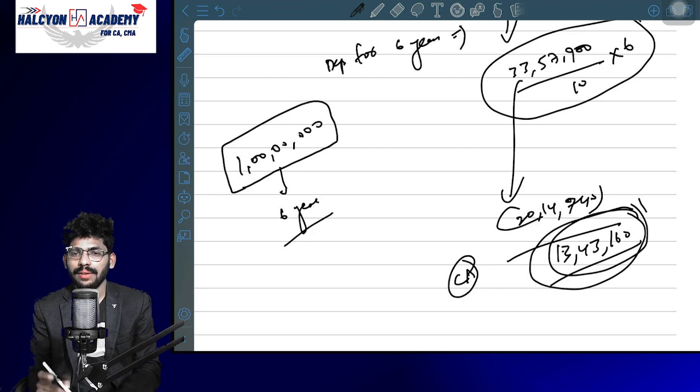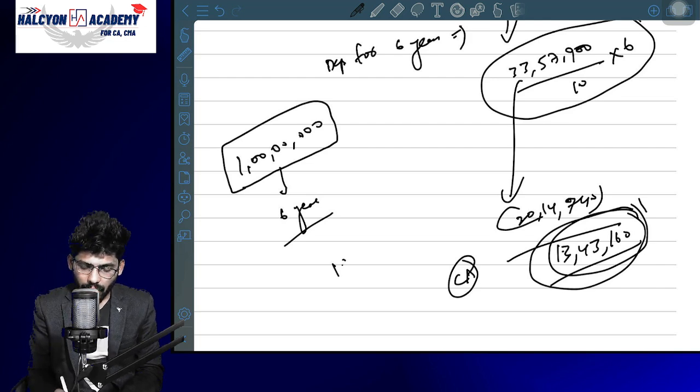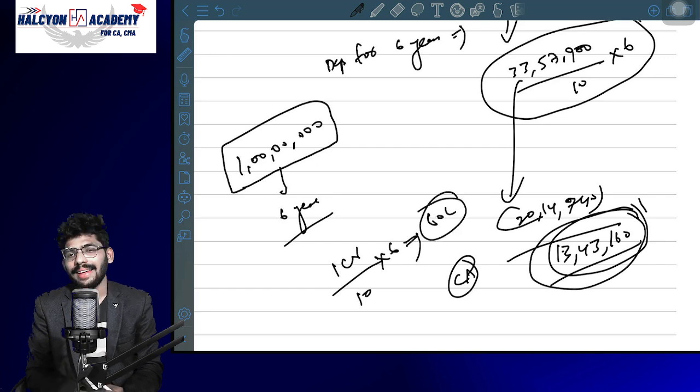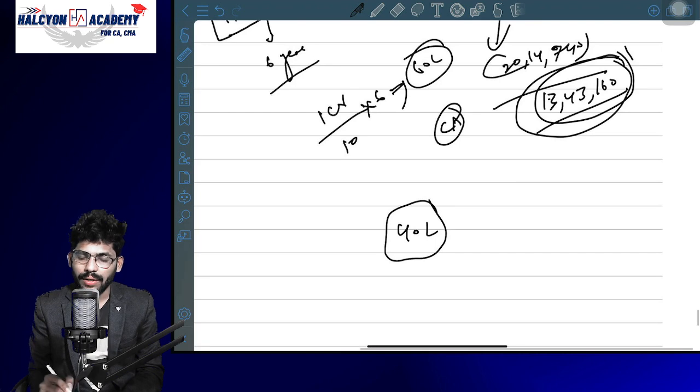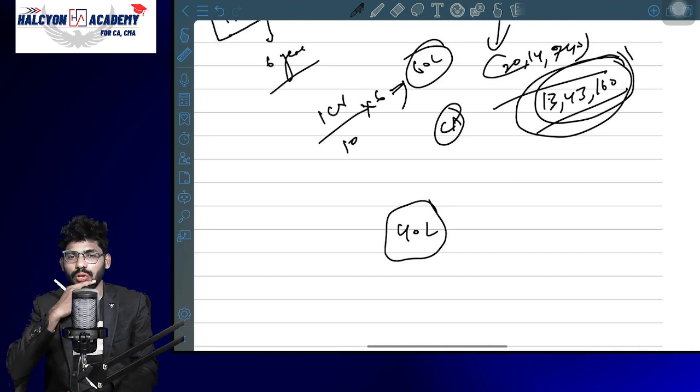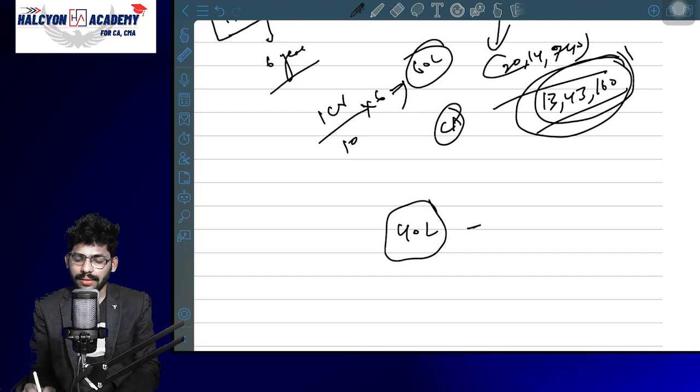Life is how many years? 10 years. So then what is the depreciation for 6 years on the overall asset? 1 crore divided by 10 into 6. How much? 60 lakhs. So then what is the carrying amount of the asset? 40 lakhs. Correct or not? Yes, 40 lakhs.